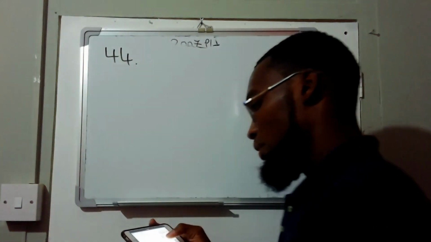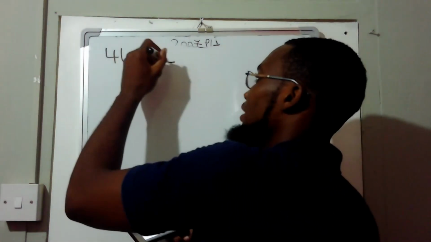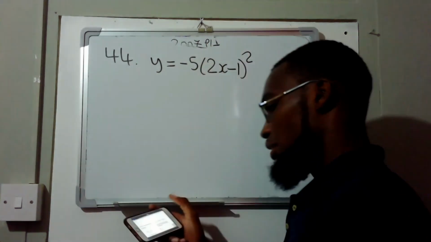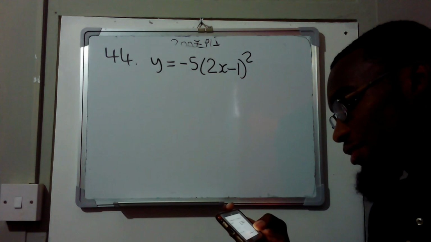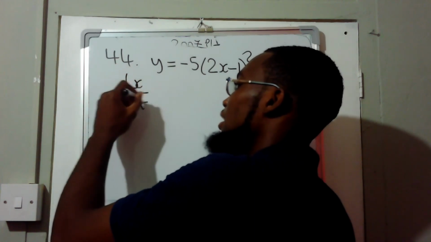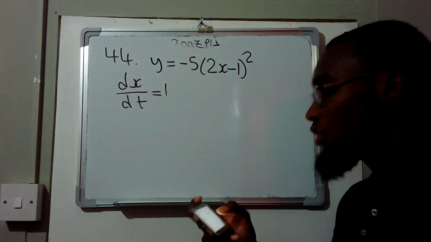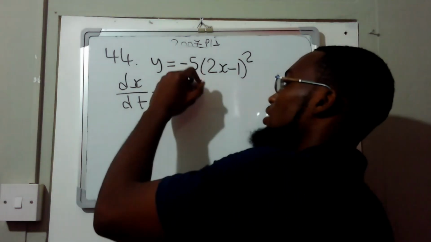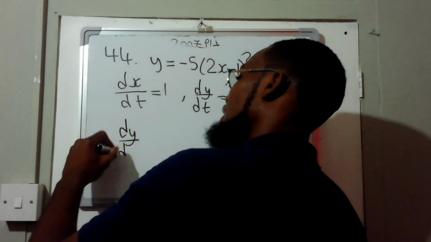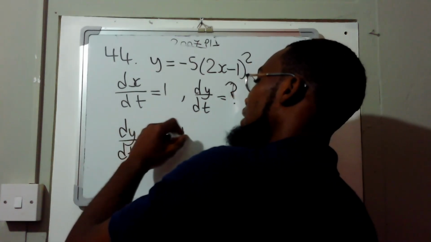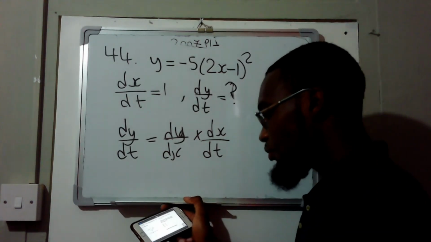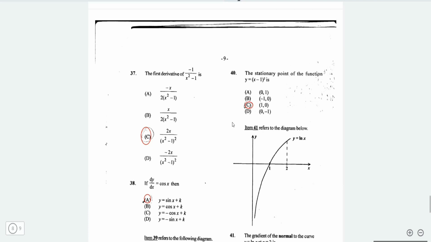Question 44. Question 44 gives us a curve. Y is equal to minus 5 times 2x minus 1 squared. And they tell us, given that x increases at a rate of 1 unit per second, so they're telling us that dx by dt is 1. And then they say, what is the corresponding rate of change of y? So they want us to find dy by dt. This we don't know. Now dy by dt is equal to dy by dx multiplied by dx by dt. And this is all happening when x equal to 1, by the way.